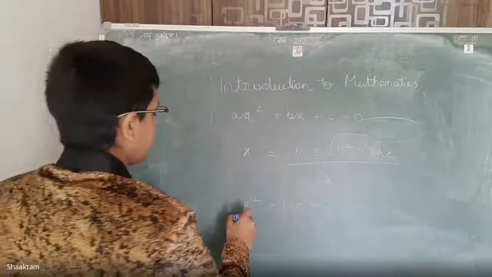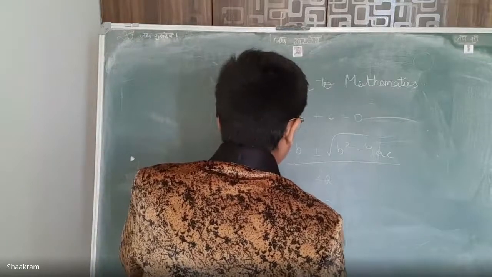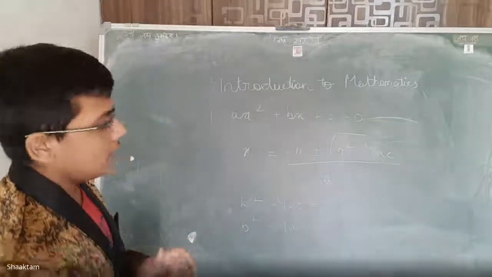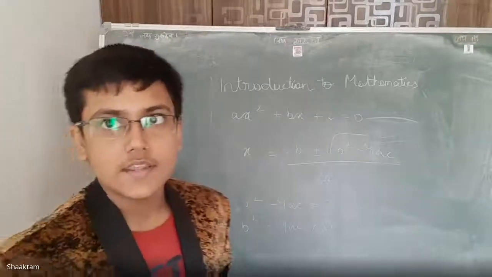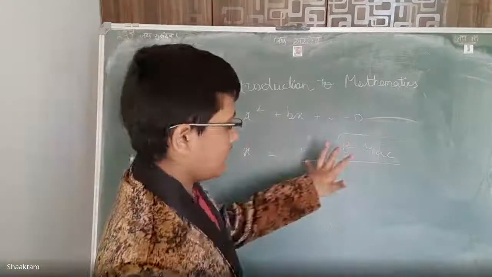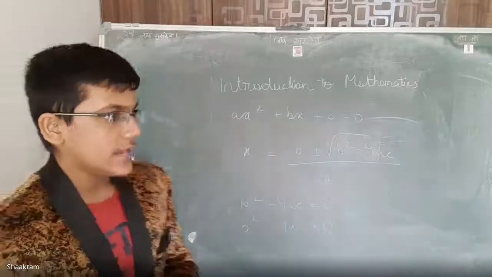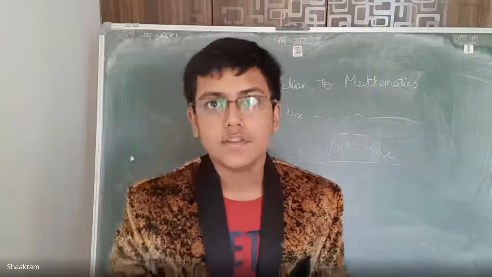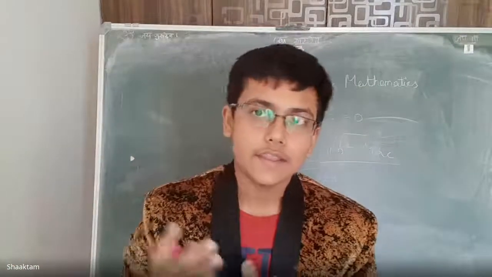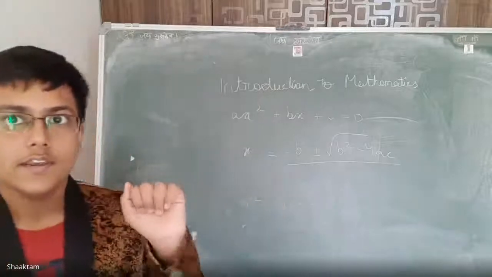Now, if b square minus 4ac is greater than 0, then your roots will be real and they will have certain values. For example, let's say b square minus 4ac is 5. So you'll get root 5, although that is an irrational number. But still, if you draw a kind of table, you'll be able to see that irrational and rational numbers both fall under the bracket of real numbers.